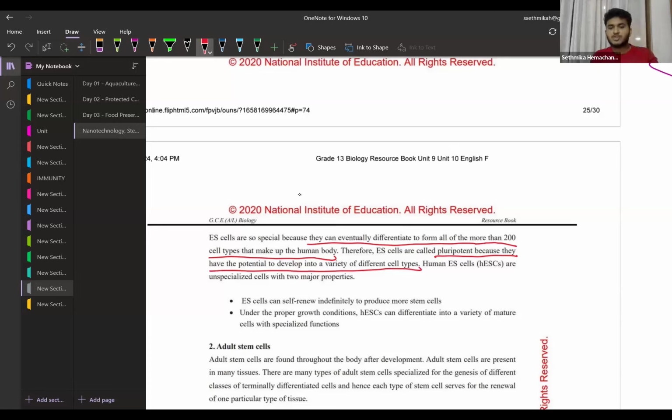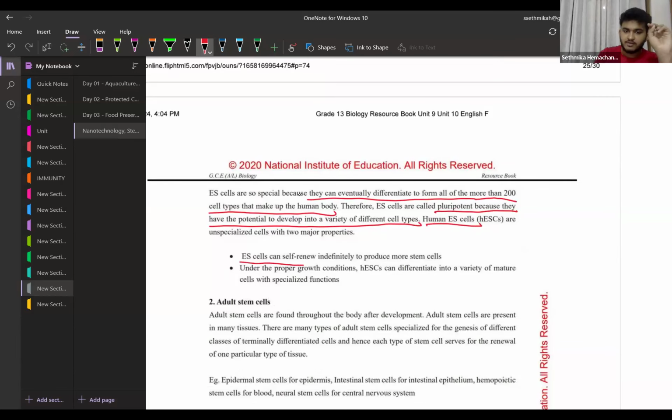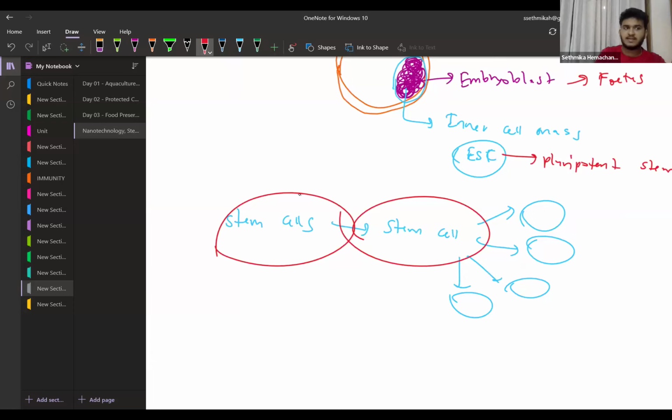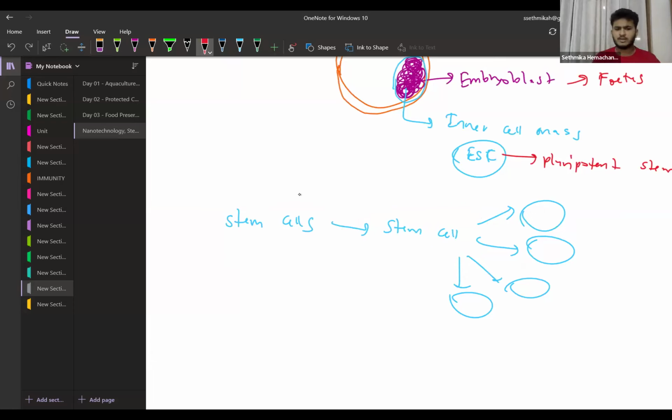So they might ask you, why are embryonic stem cells called pluripotent? That's because they have the potential to develop into a variety of different cell types. That's what you call pluripotent. Okay. The human embryonic stem cells are unspecialized cells with two major functions. One is that they can self-renew indefinitely, producing more stem cells. I mean these stem cells can keep producing more stem cells. The division is not very fast, but still they can produce more stem cells.